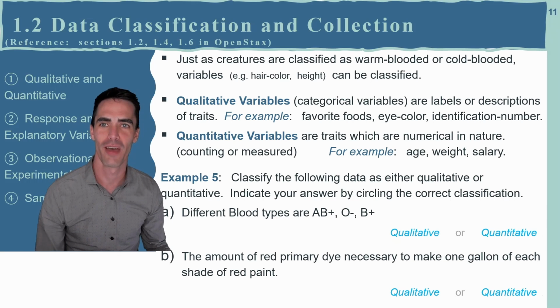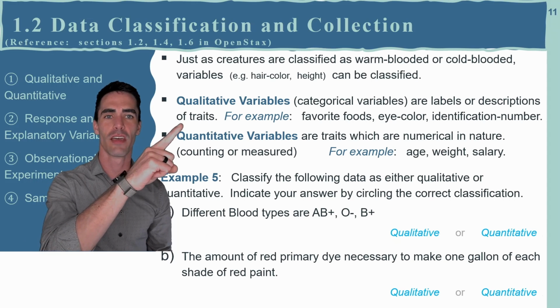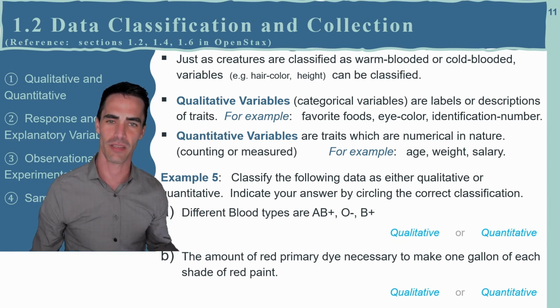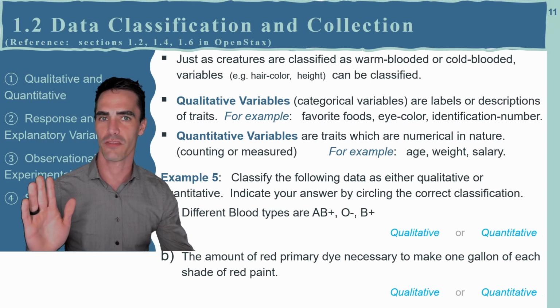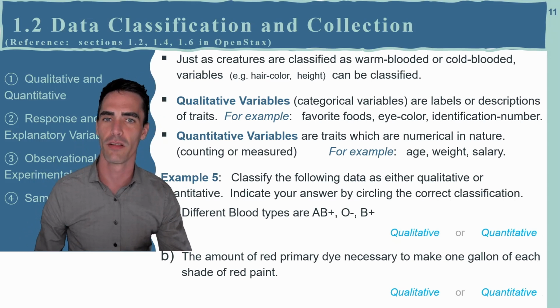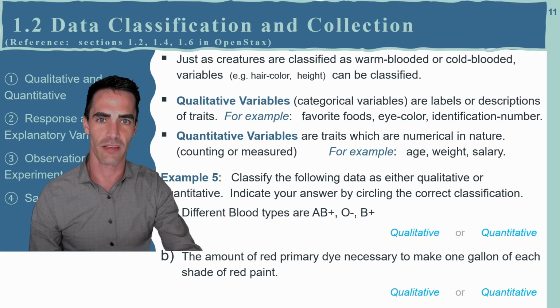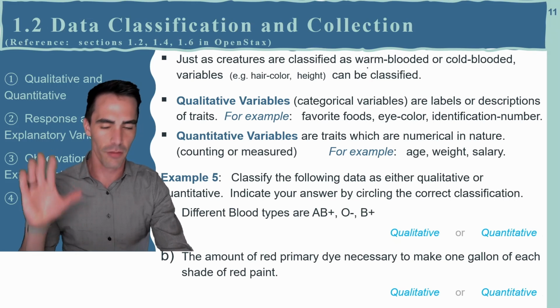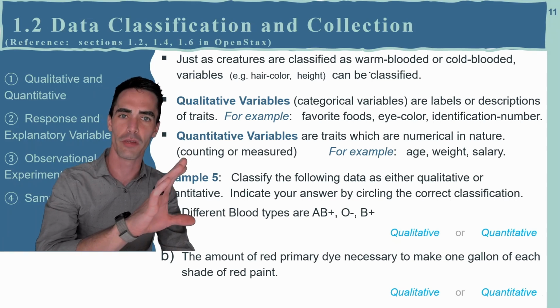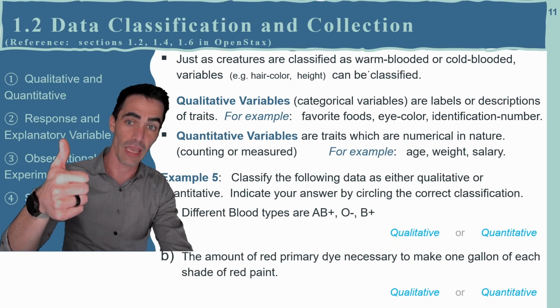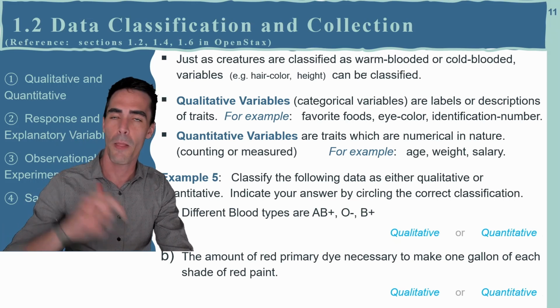In this video, we're going to learn about data classification and collection, which refers to sampling techniques. The first, data classification, is very important and fundamental in the study of statistics. Much like you would classify the difference between warm-blooded and cold-blooded creatures, and that would be a difference in their behavior, but also in the way that you would treat them as well.